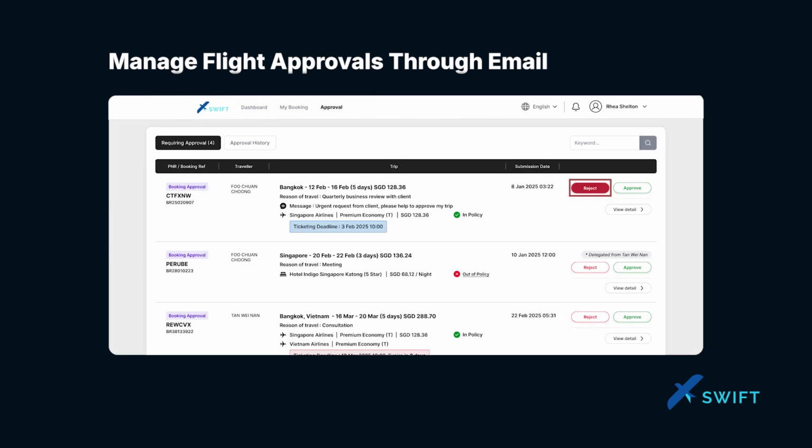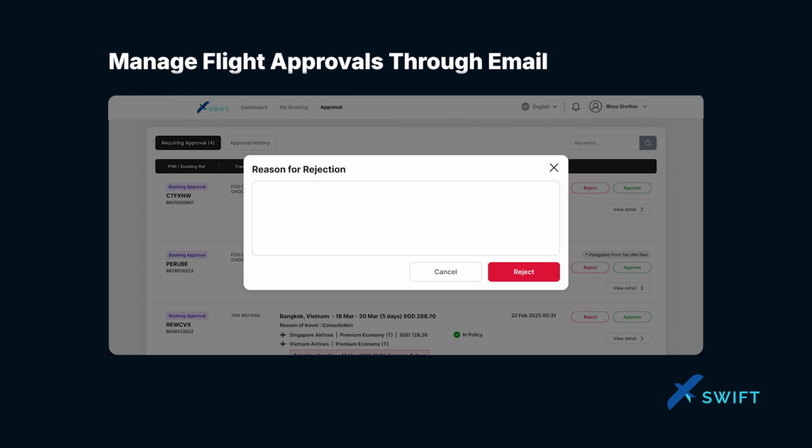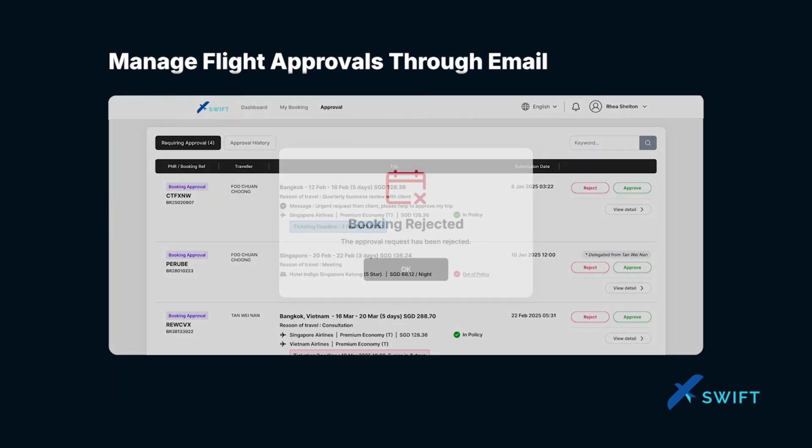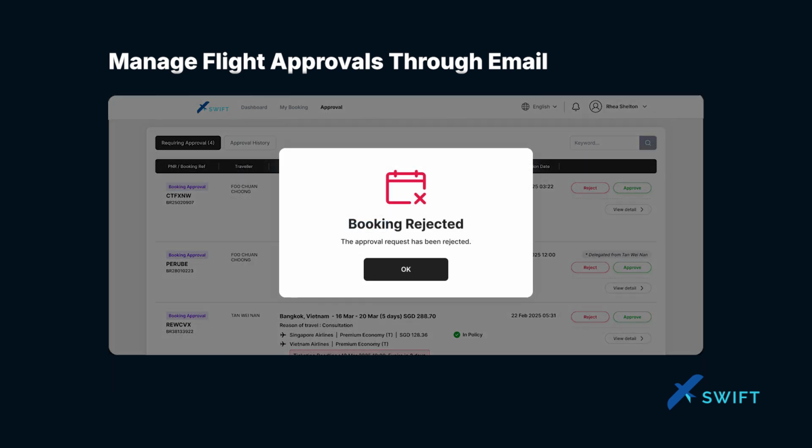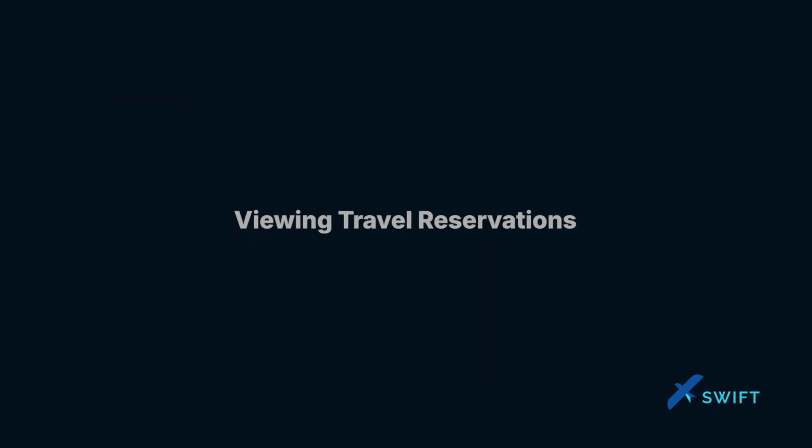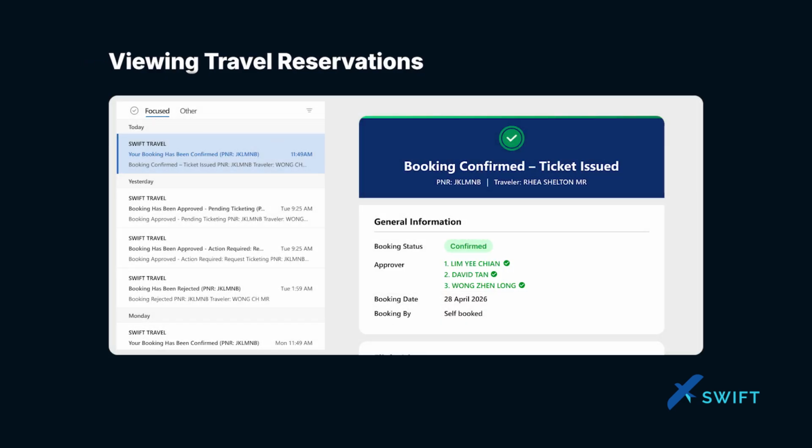To reject, click Reject instead. You will be asked to enter a reason before rejecting. Once submitted, a Booking Rejected message will appear. Once all approvers have signed off, the booking is confirmed and the ticket is issued. The traveler will receive a confirmation email with the final booking status.